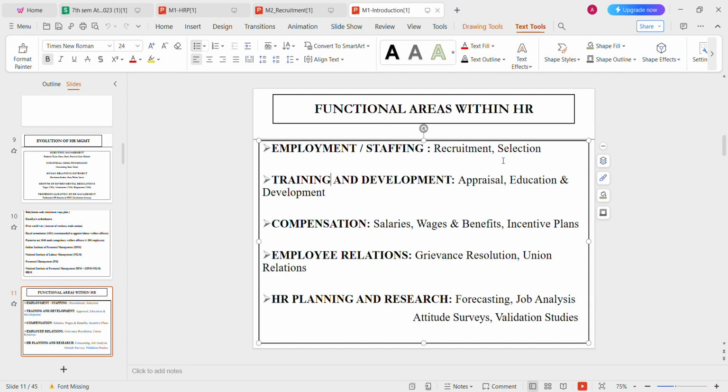Mainly, the training section is given, then appraisal. So, whenever the work is good, the appraisal has to be done. Education, good education and training has to be done. Development. Next, compensation. As we know, whenever our work is recognized, then the allowances will be given like salaries, wages and benefits, employee relationship, HR planning as well as research.